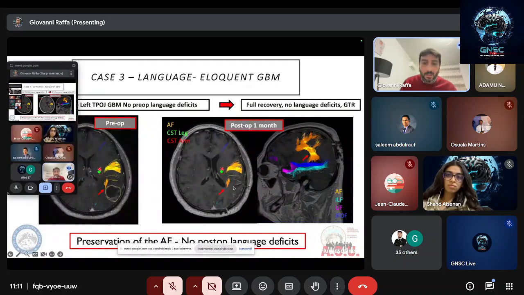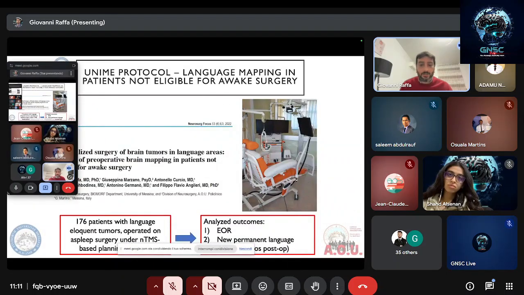The postoperative MRI scan showed the complete resection of the lesion, and the vertical portion of the arcuate fascicle was completely preserved. So in this case, even if we performed asleep surgery, the use of NTMS information was really useful to avoid the occurrence of postoperative language deficits.